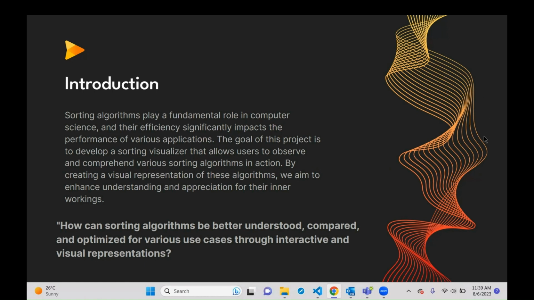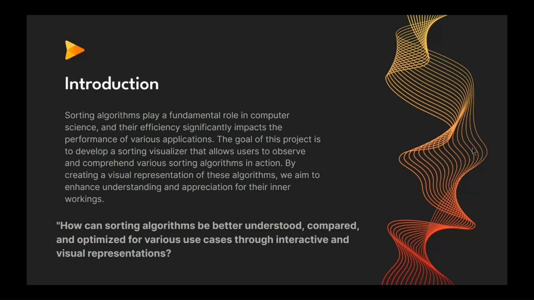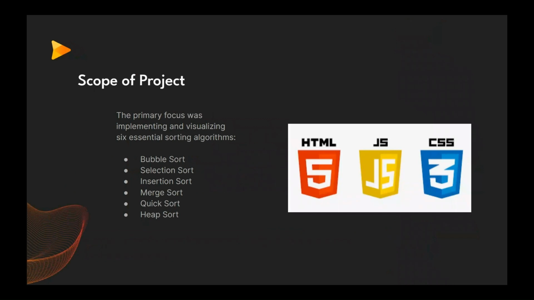The visual representation will help us analyze the time required to sort different data sets and also the number of comparisons that are made by each of these sorting algorithms. In a real-world context, a sorting visualizer can be used by a data scientist to compare the performance of different sorting algorithms, a software engineer to debug a sorting algorithm that is not working as expected, or even a teacher to teach students about the different sorting algorithms via a visual representation. So essentially, what we're trying to solve here is how can sorting algorithms be better understood, compared, and optimized for various use cases through interactive and visual representations.